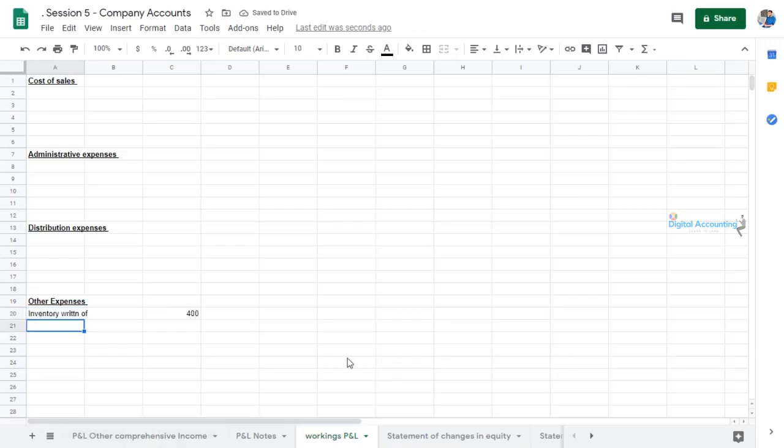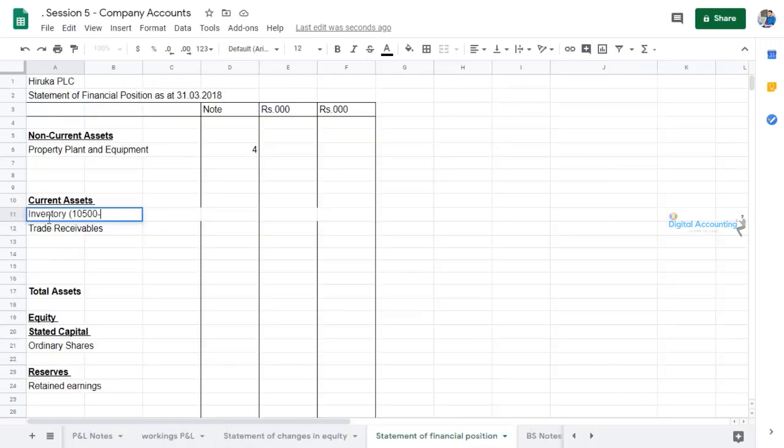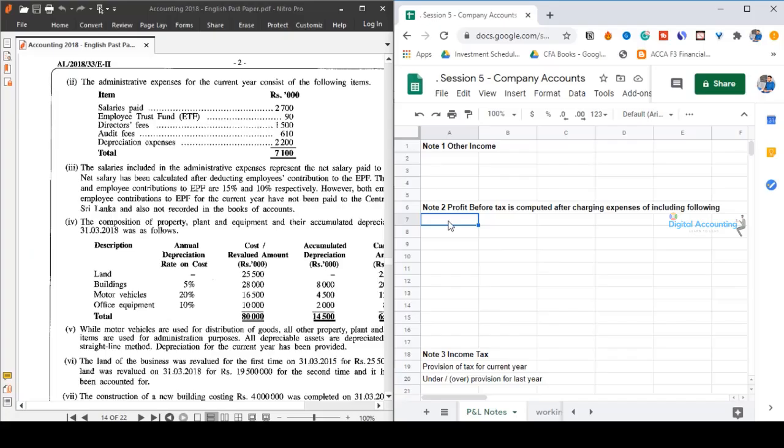At the same time, 10,500 is the actual cost of the inventory. We need to reduce 400. So we need to show 10,100 here. We need to show that inventory written off in note number 2 also.